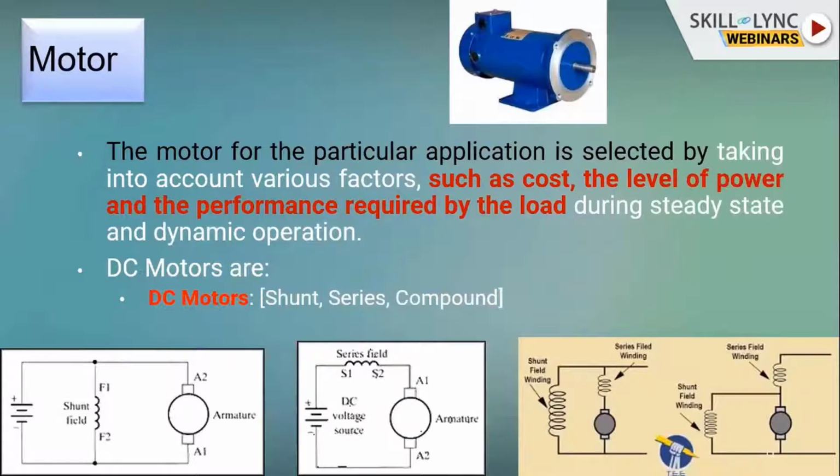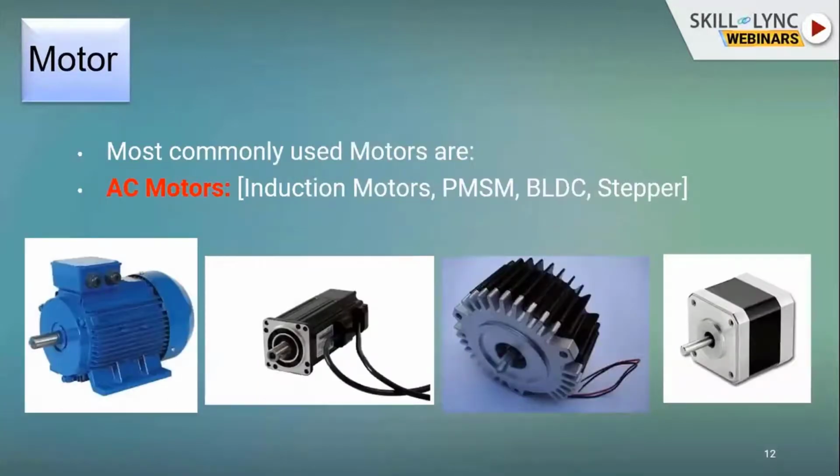different disadvantages, like commutators are there, the brushes need to be replaced, the maintenance issues. So that's why people are going ahead with the AC motors, like induction motors, permanent magnet synchronous motors, brushless DC motors, stepper motors, etc. Also, people were using the BLDC motors in the electric vehicles in most of the cases.